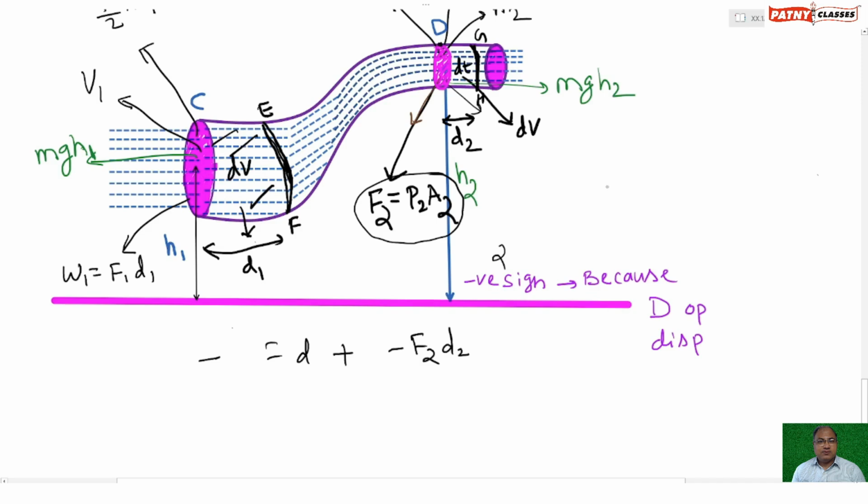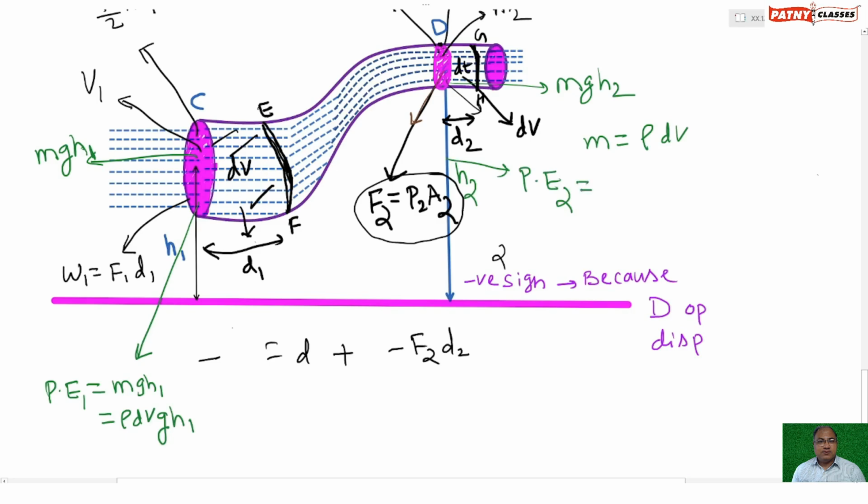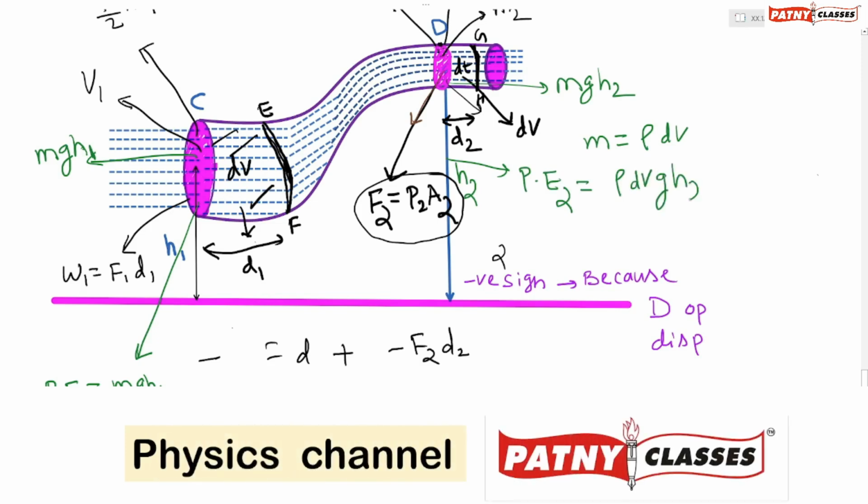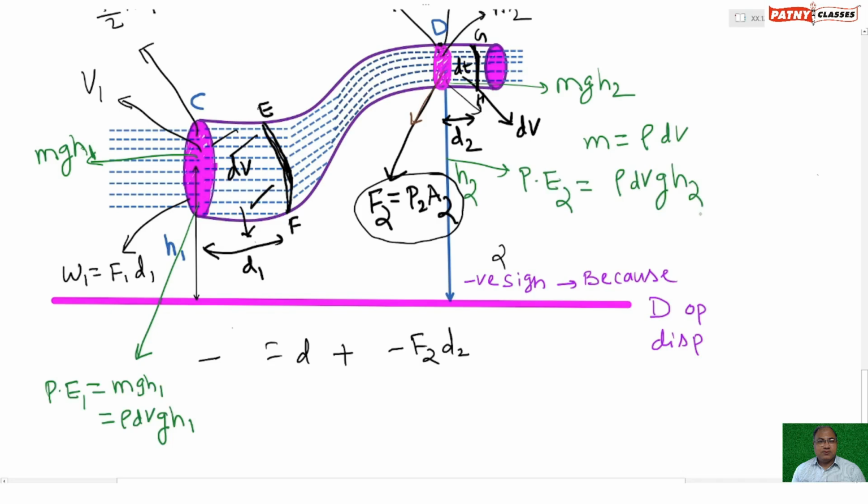M is nothing but mass. Mass we already have, that is m equals rho dV. Therefore, at point C, the gravitational potential energy PE1 equals mgh1, that is equal to rho dV multiplied by g multiplied by h1. Similarly, the gravitational potential energy at D, let us call it PE2, equals rho dV multiplied by g multiplied by h2, where h1 and h2 are nothing but the heights of regions C and D from the horizontal reference level.